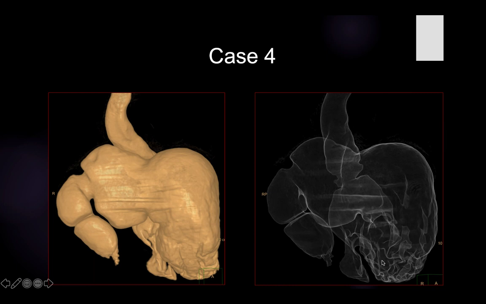In the mesenteroaxial volvulus, the rotation occurs along the mesenteric axis, and the pyloric antrum is at a higher level than the gastric fundus. So this is the typical example of mesenteroaxial volvulus.